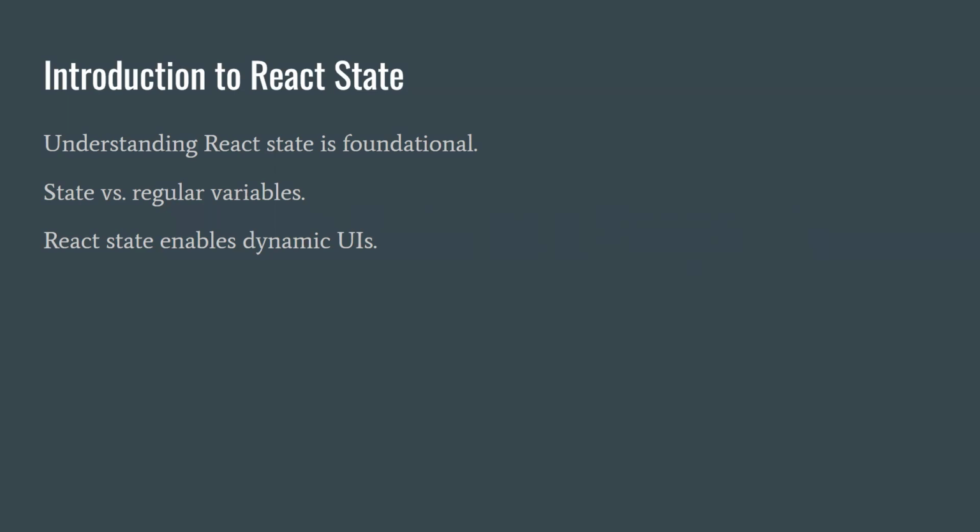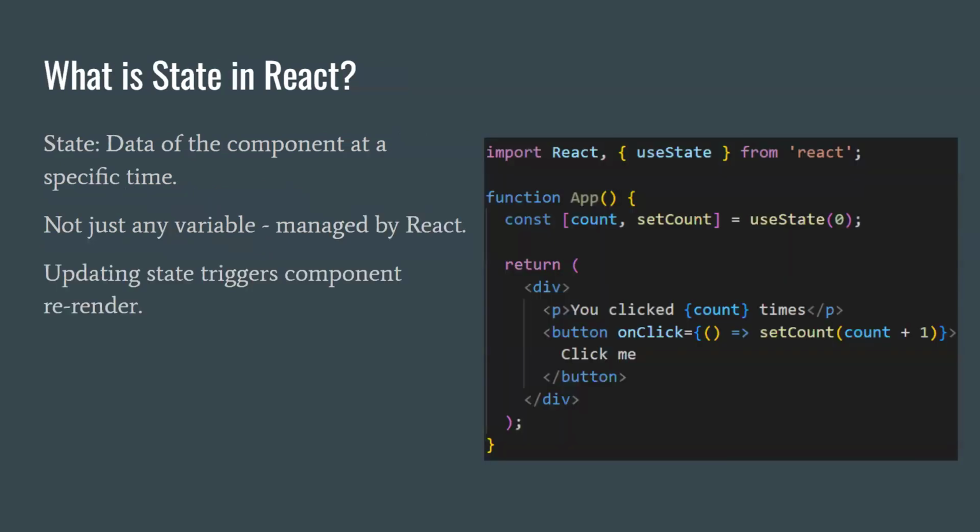Unlike typical variables, React state behaves uniquely, enabling components to react and update in response to user interactions and data changes. What is state in React? In React, state represents the component's data at a given point in time. Think of it as a snapshot of your application's UI. This snapshot includes all the information needed to render the component. It could be user inputs, application data, and UI control states.